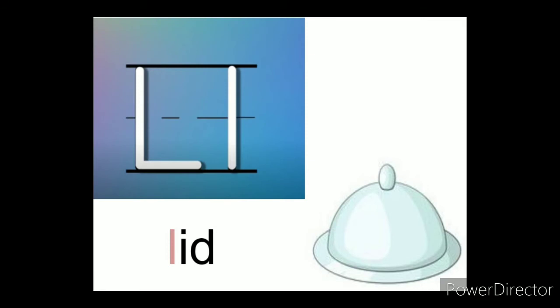This is the letter L. A big L and a small l. The sound of the letter L is L. Touch your tongue to the upper lip while making the sound. Lid. L is the sound of the letter L.